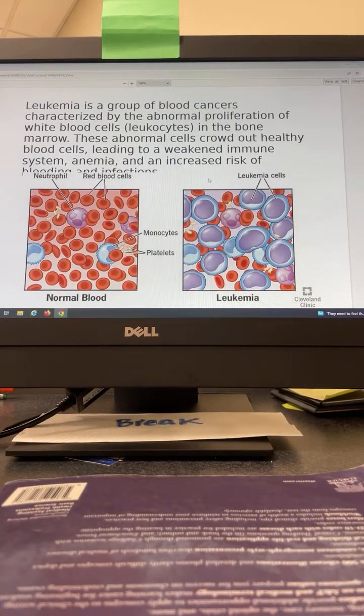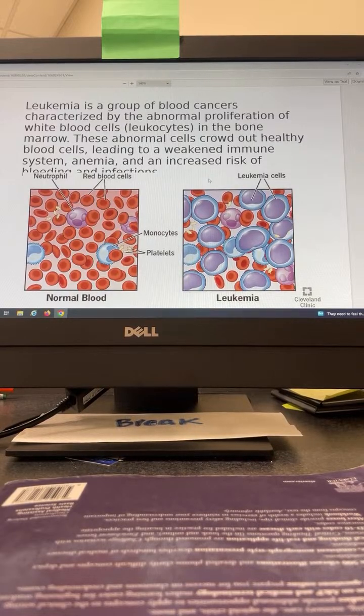On the left is what normal blood looks like. On the right is what leukemia looks like. You see this overgrowth of cells that shouldn't be there. I gave a little caption here: it's blood cancer characterized by abnormal proliferation. Proliferation means growth, so abnormal growth of white blood cells, leukocytes. Leukocytes is the medical term for white blood cells, which is why it's called leukemia.